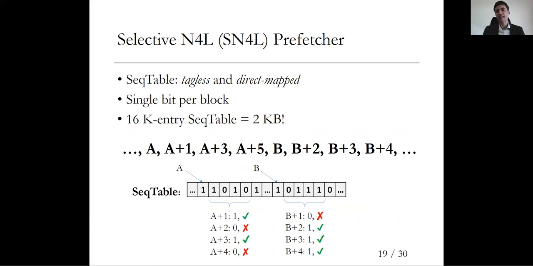Knowing this behavior, it's very simple to come up with a design to take advantage of that. We essentially need a table to record useful and useless sequential prefetches. We use a very simple table, a direct-mapped and tagless table. Each entry of this table is just a single bit. So we have a 16K-entry sequence table, which requires just 2 kilobytes of storage. Take a look at this sequence, A plus 1, A plus 3, A plus 5, and so on. Here we have A. With A, I go to this table. I see that A plus 1 is useful and A plus 2 is not. So I prefetch A plus 1, but I do not prefetch A plus 2. Very simple table that can give us very good results.